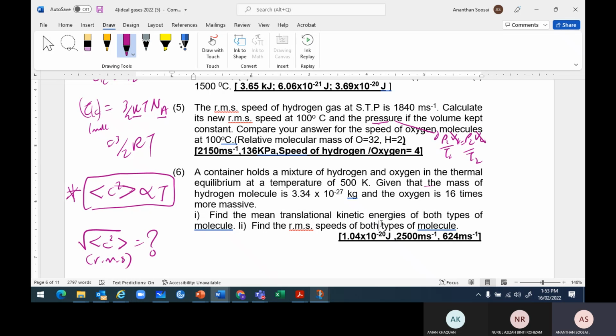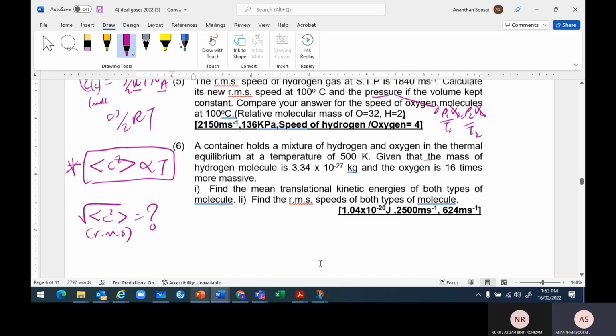Because lighter. But what is same for both of them in this room? The kinetic energy should be the same, right? Same temperature, all particles have the same kinetic energy, right? So, can you find the ratio of the speed? So you start your working with what? What same? Kinetic energy of hydrogen is same as kinetic energy of oxygen. So from there, you can find the ratio of the speed.